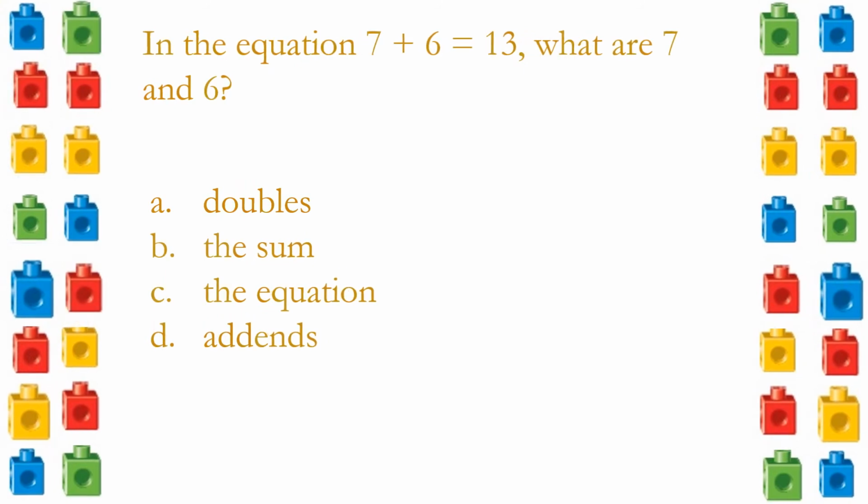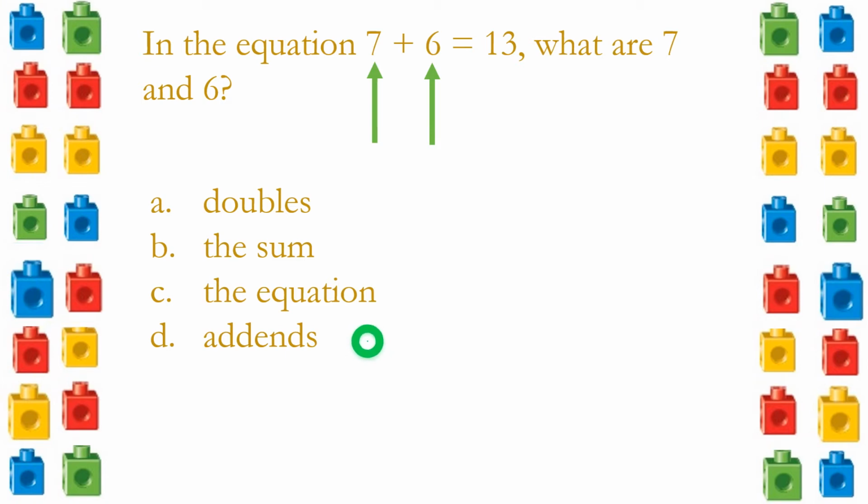In the equation 7 plus 6 equals 13, what are 7 and 6? A, doubles, B, the sum, C, the equation, D, addends. Pause if you need time. Okay, and here's the answer. Addends. The two numbers that we add in an addition problem are called the addends.